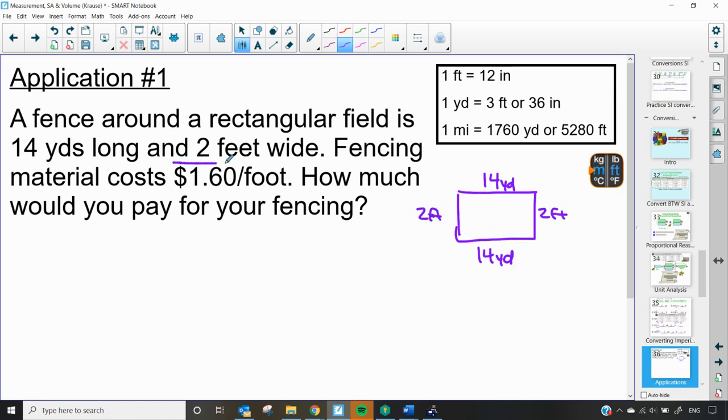Now our cost is $1.60 per foot, so that means we want to put all of our measurements into feet. So converting 14 yards to feet, I'm going to use unit analysis this time. Based on our conversion chart, we know that there are 3 feet in a yard, so 1 yard times 3 feet per 1 yard will give us 14 times 3, which is 42 feet. So relabeling our diagram, we're going to label our 14 yards as 42 feet.